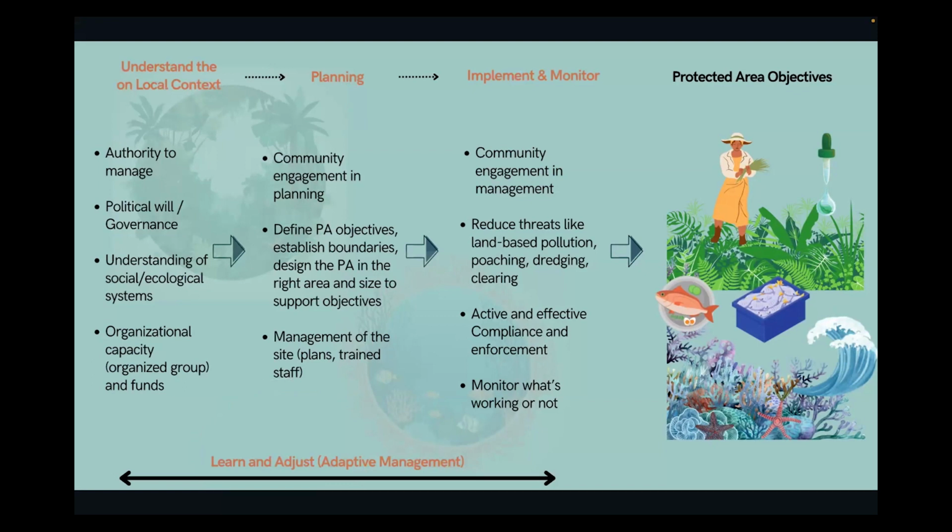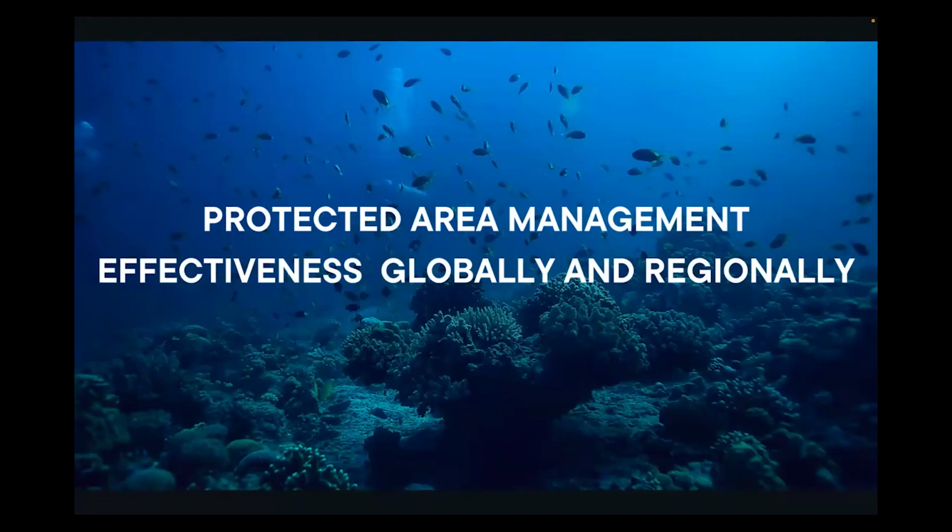So hopefully you recognize that the adaptive management cycle that we reviewed in Module 1 is providing the headers for all of these various columns, because basically these are the different components within that adaptive management cycle that we're going to be assessing. Next, we're going to talk about protected area management effectiveness globally and regionally.